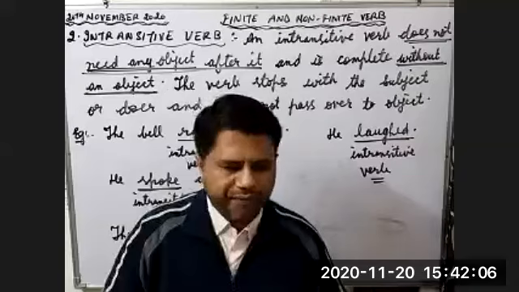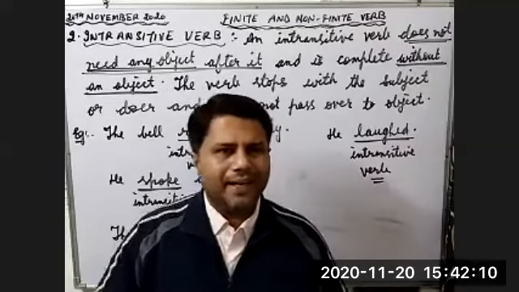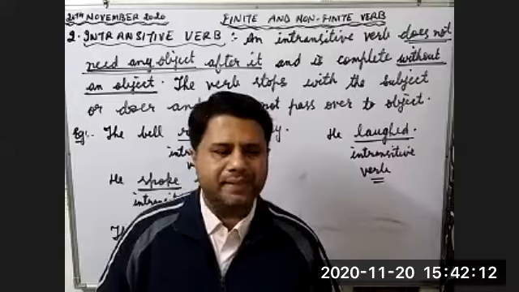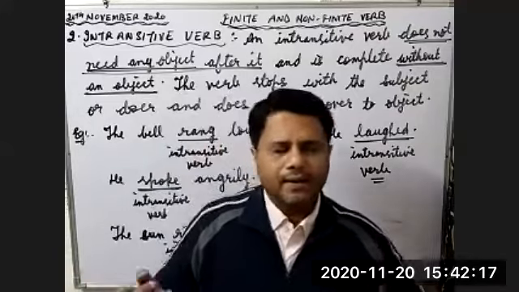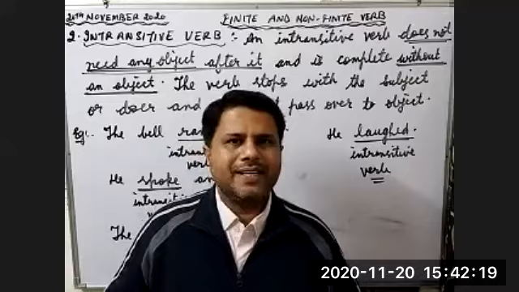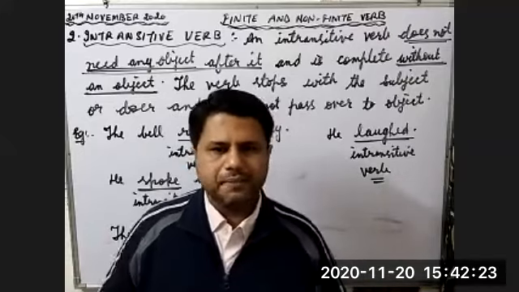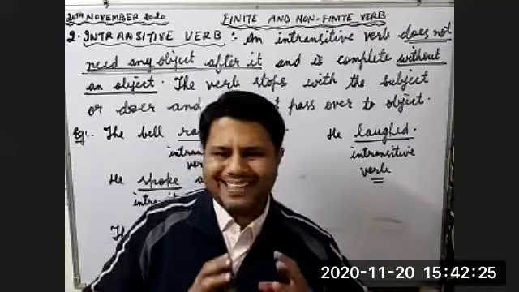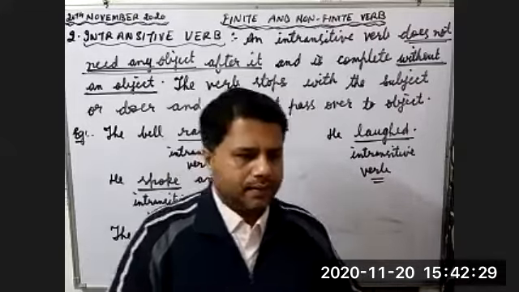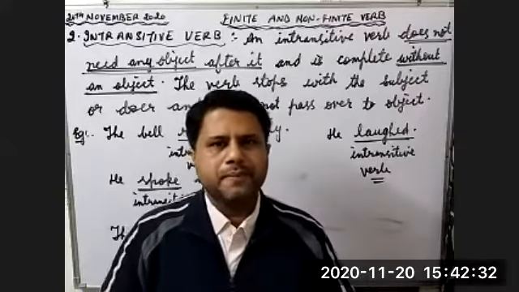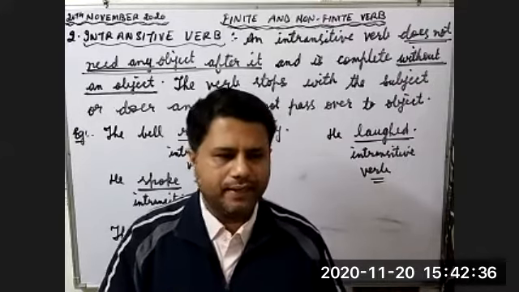We discussed the difference between transitive and intransitive verb with examples. What is a transitive verb? Which has got an object after it. What is an intransitive verb? Which does not need any object after it. We have also discussed the examples. So total 5 things are discussed today: finite and non-finite verb with examples, then transitive and intransitive with examples, and classification.